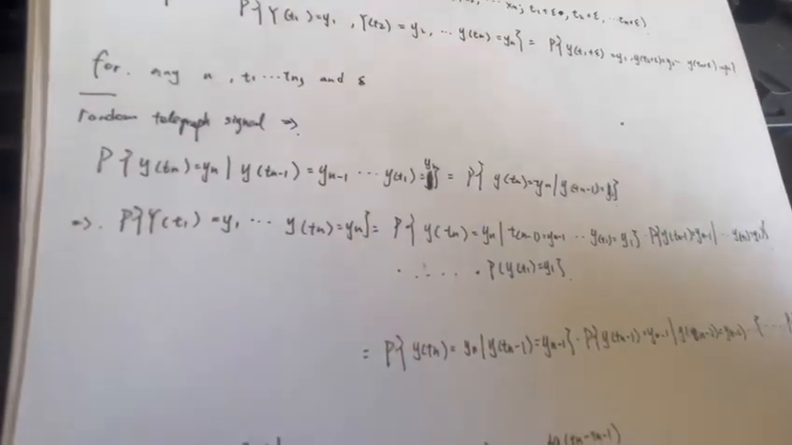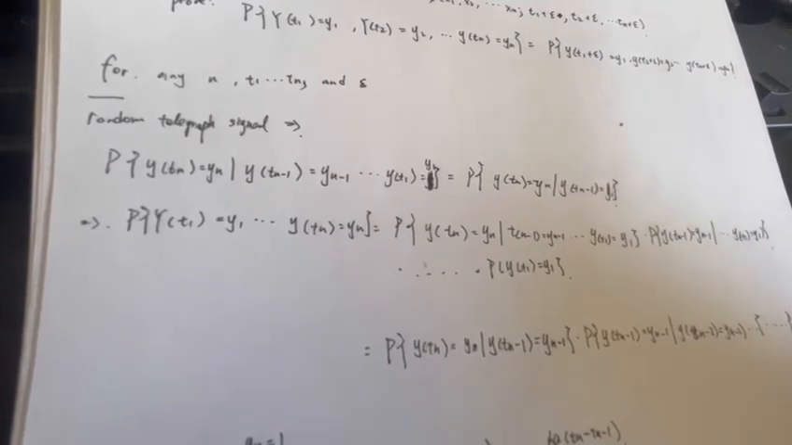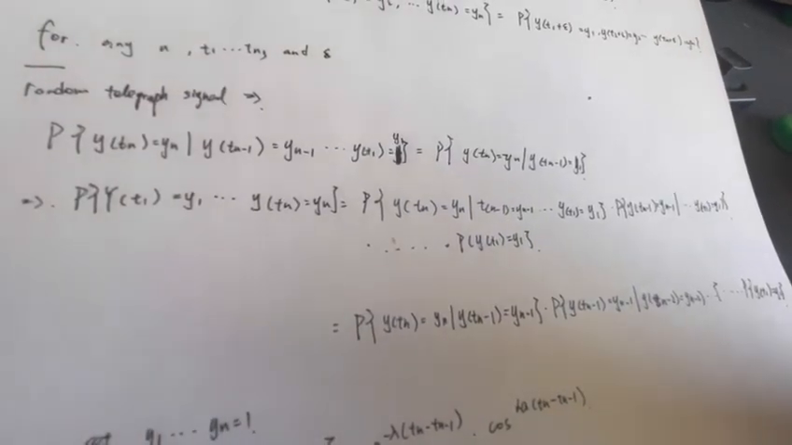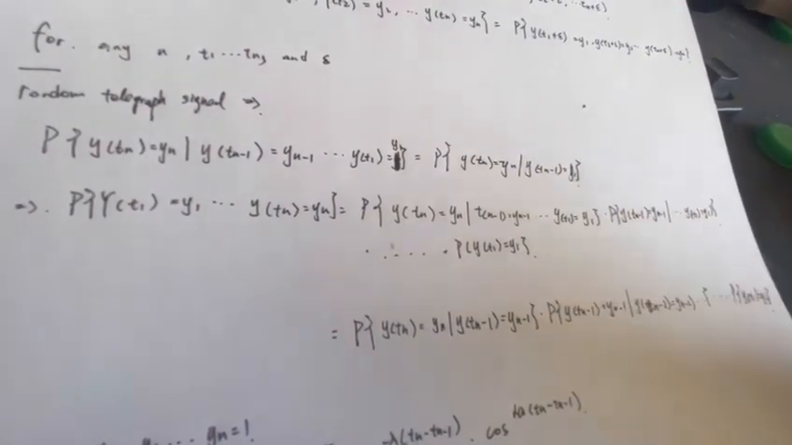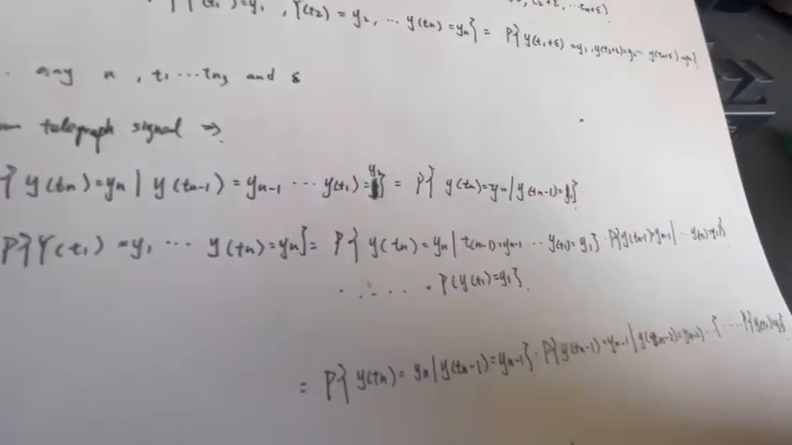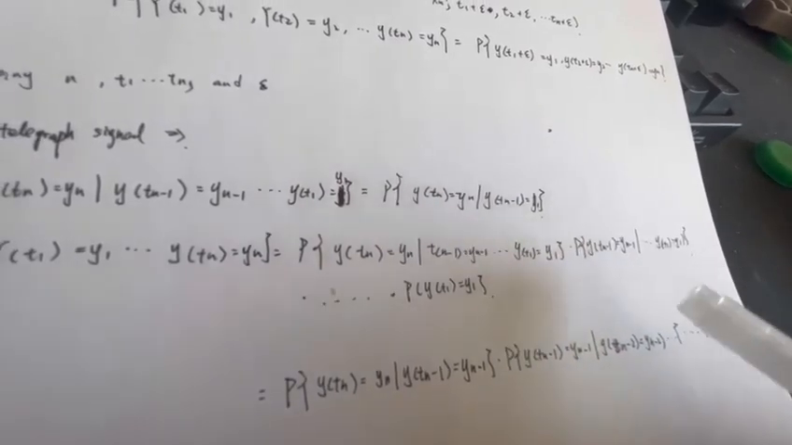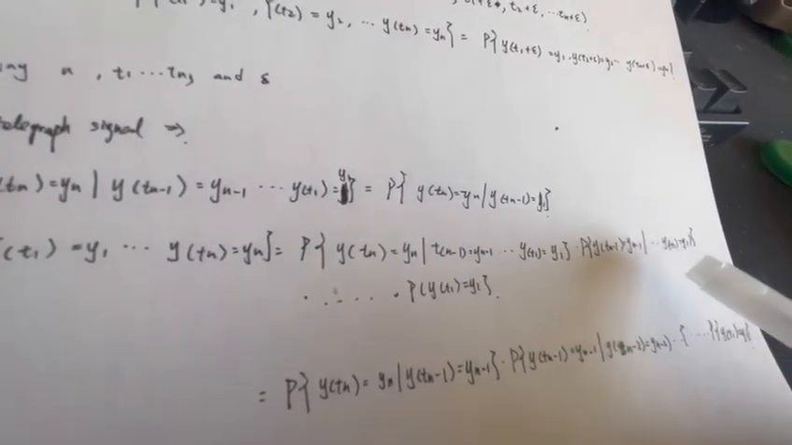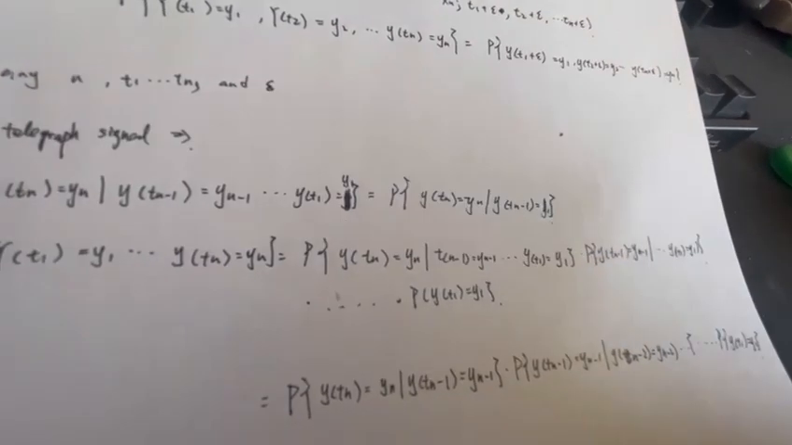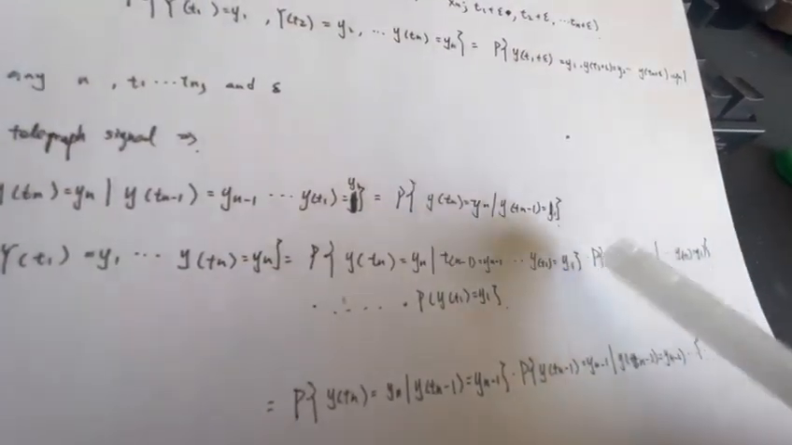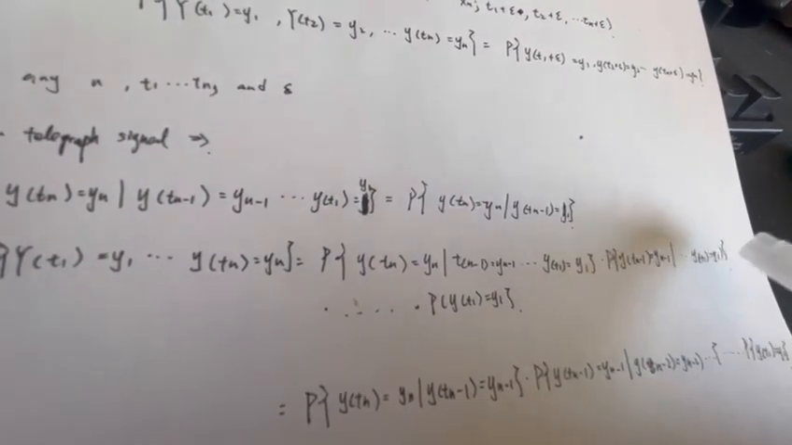So we can get that the probability of Y(t1) equals y1 all the way to Y(tn) equals yn will be equal to the probability of Y(tn) equals yn on the condition that Y(tn minus 1) equals yn minus 1 all the way to Y(t1) equals y1, times the probability of Y(tn minus 1) equals yn minus 1 on the condition that Y(tn minus 2) equals yn minus 2 all the way to Y(t1) equals y1, times the probability of the same form starting from tn minus 2 and tn minus 3, all the way to the probability of Y(t1) equals y1.